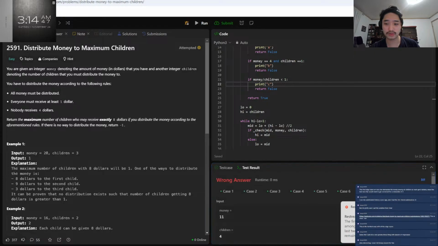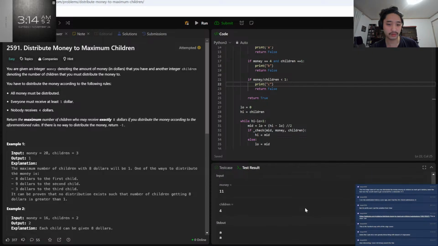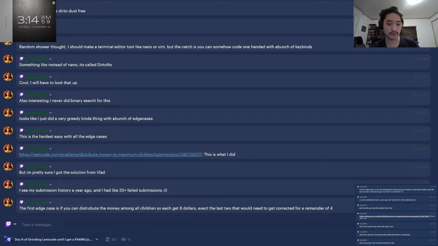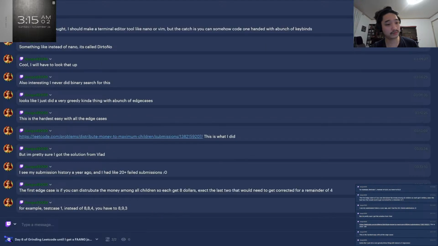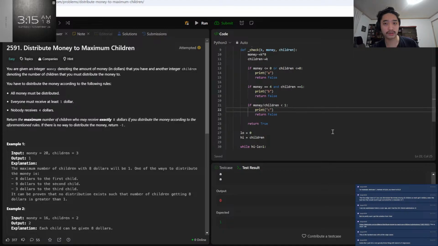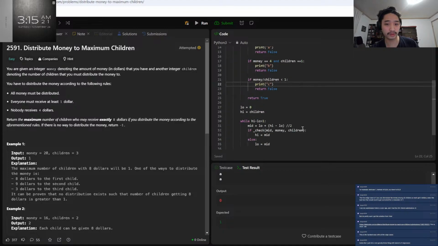The first edge case is if you can distribute the money among all children so each gets $8, except the last 2 that would need to get corrected for a remainder of 4. You can distribute. For example, test case 1, instead of 8, 8, 4, you have 8, 9, 3. I think this solves it, to be fair.